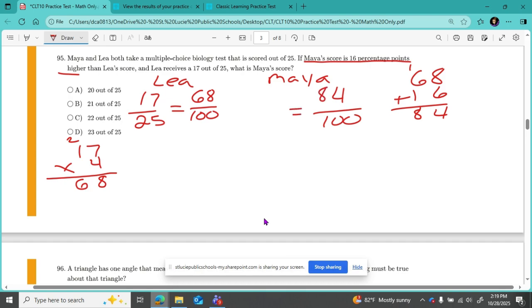But I want to think of it out of 25. How do I turn 100 down to 25? I divide by 4. So 84 divided by 4. 4 goes into 8 2 times. And 4 goes into 4 1 time. So Maya's score was 21 out of 25.